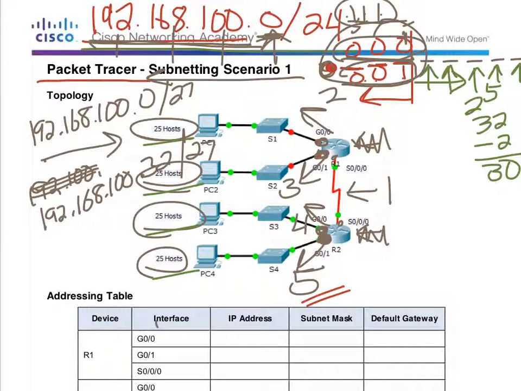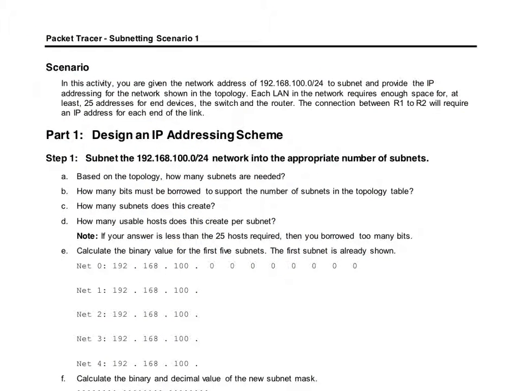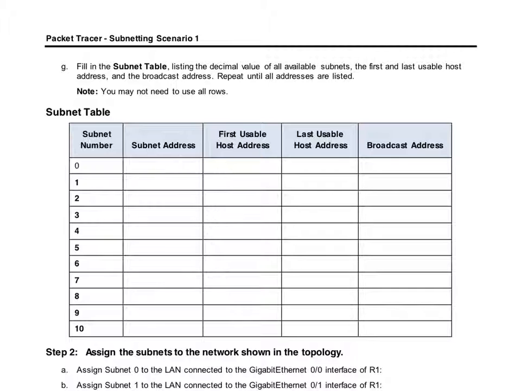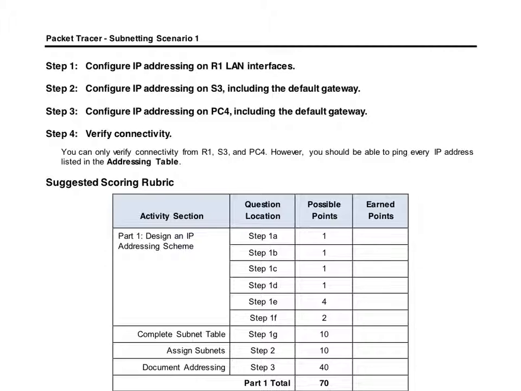All right. So that should get you started, and maybe that'll help you when they ask how many subnets are needed, and we said, well, it looks to me like 5. How many bits borrowed? We borrowed 3. How many subnets does this create? 8. Usable hosts per subnet? We calculated 30. And then they go through a bunch of stuff to fill out. When you do your lab, they want you to fill all that out. If it doesn't match exactly what they say, I wouldn't worry about it. All right.